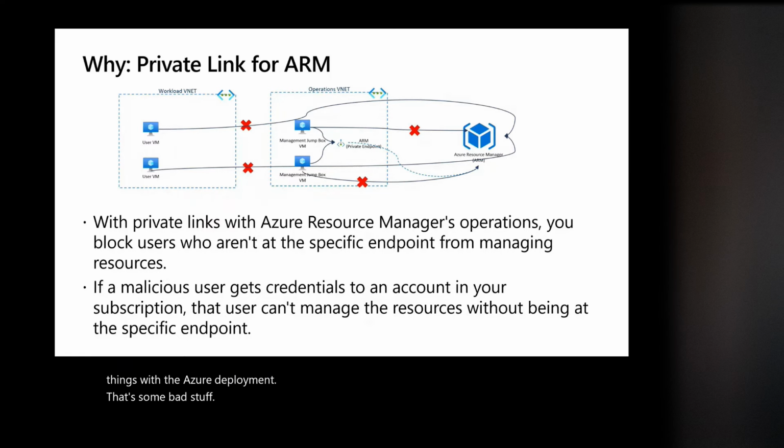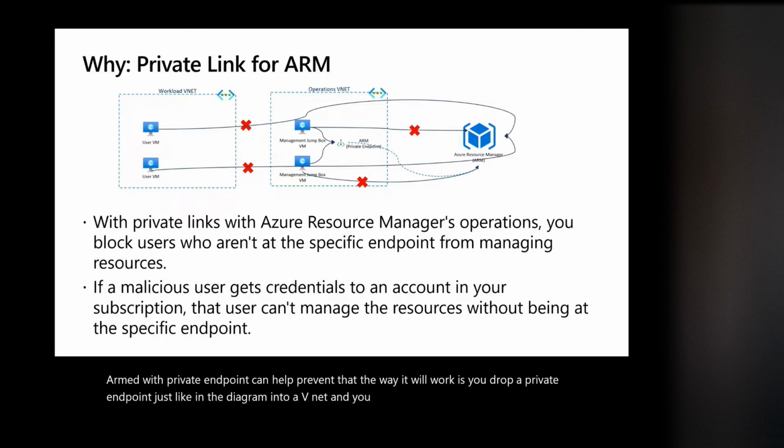So how can ARM with private endpoint help prevent that? The way it will work is you drop a private endpoint, just like in the diagram, into a VNet, and you will set up some ARM management jump boxes there.